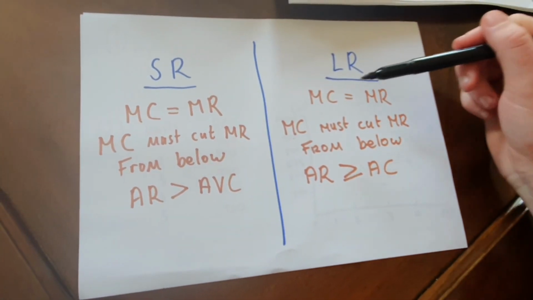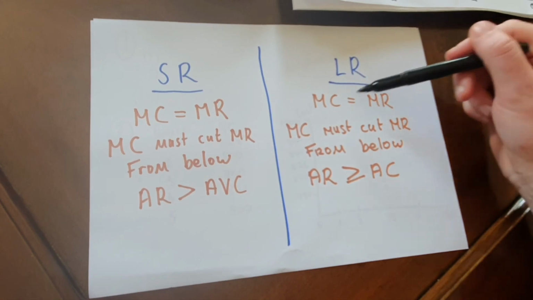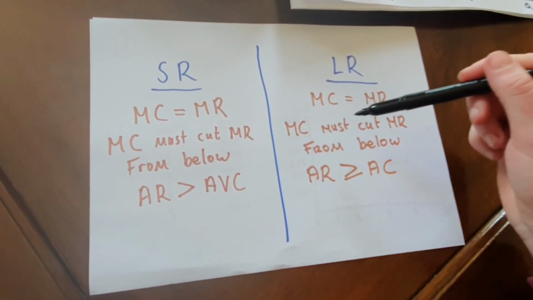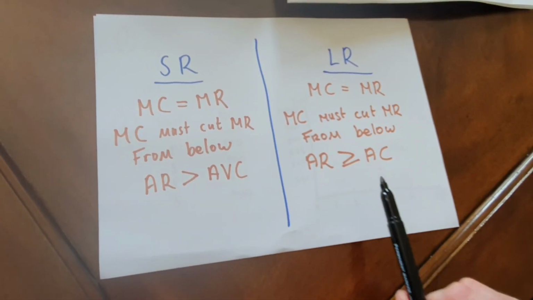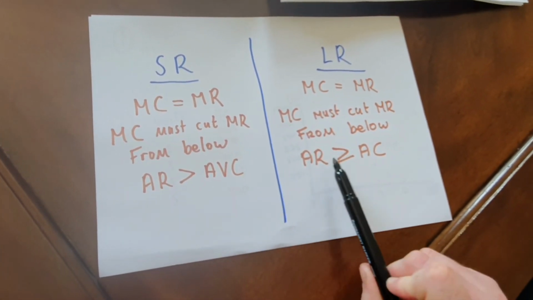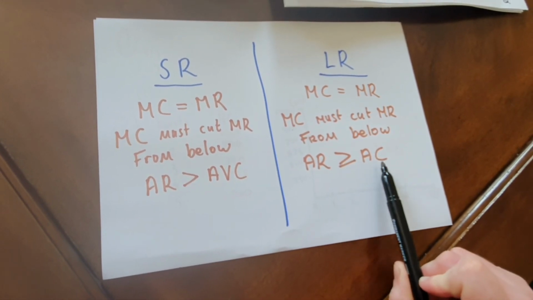In the long run, our marginal revenue should be equal to our marginal costs here. Our marginal cost must cut the marginal revenue from below. But in the long run, so we have our difference here, our average revenue should be greater than or equal to our average cost.